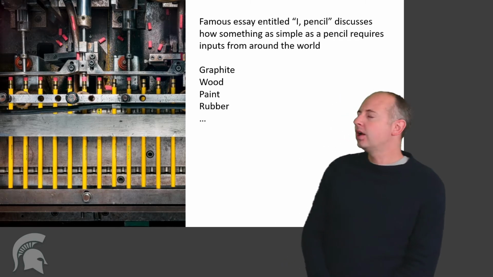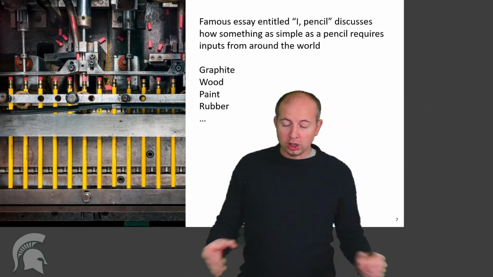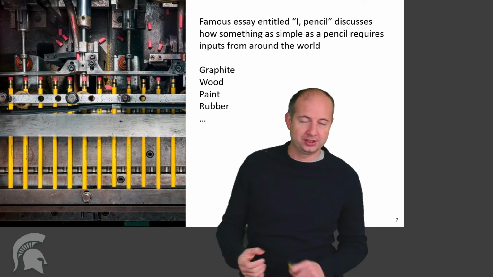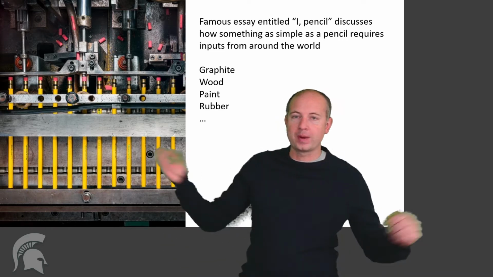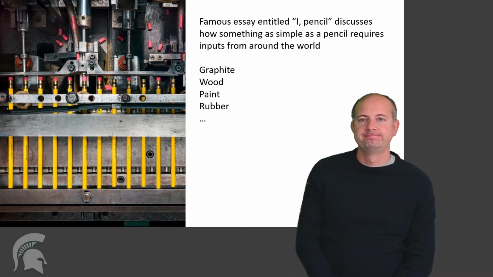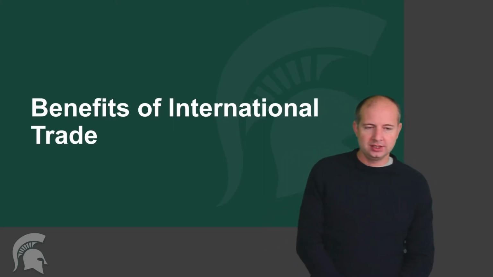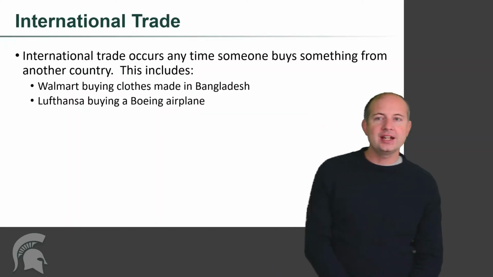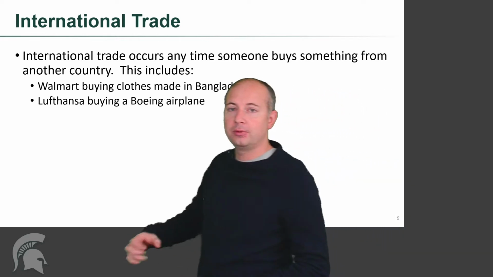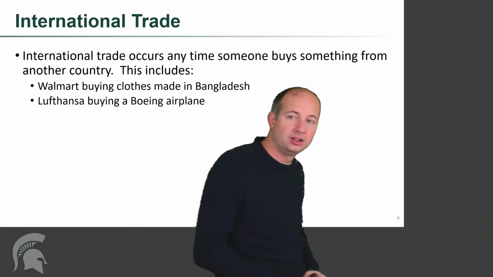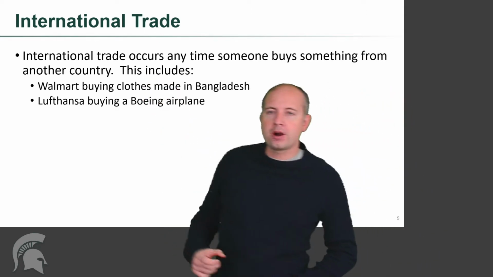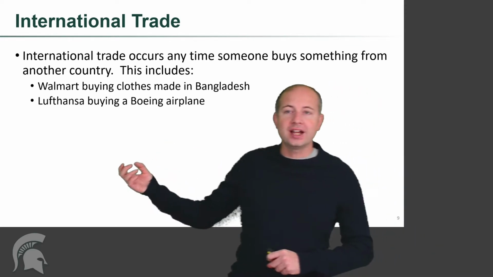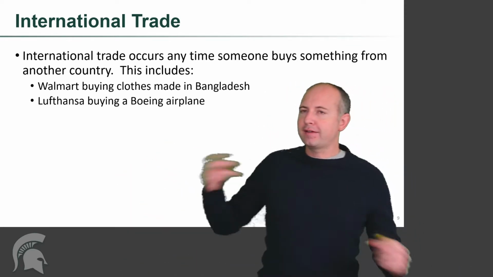Okay, and so you'll notice when you think about it, if all of our pencils had to be made using just US components, we would have much worse pencils. It'd be much harder for us to make a pencil. Maybe we would have to not have an eraser on the pencil or something like that. So look a little more closely at these benefits of international trade. So what's international trade? International trade occurs anytime someone buys something from another country. This includes Walmart buying clothes made in Bangladesh to sell in the United States, or Lufthansa buying a Boeing airplane to have flights in Europe.